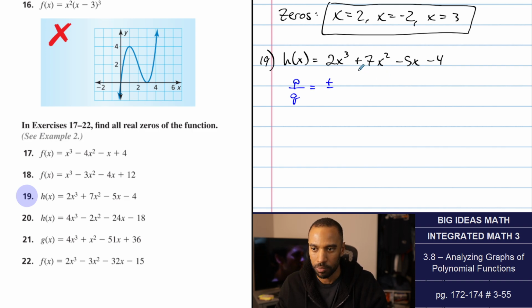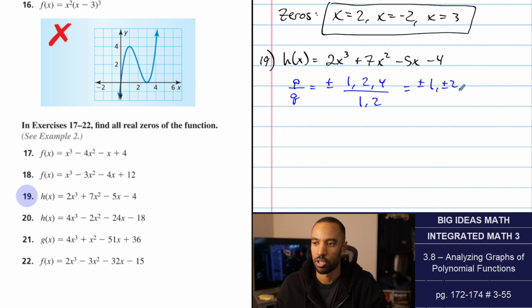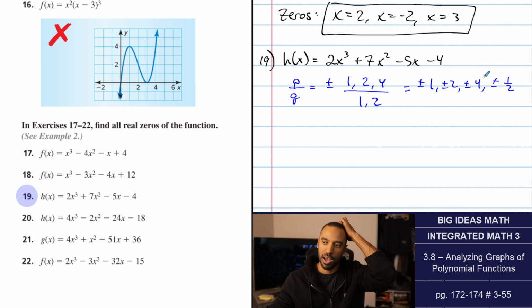Your possible rational zeros of this cubic are factors of 4 over factors of 2. That means you have plus or minus 1, plus or minus 2, plus or minus 4, and plus or minus 1/2. 1 divided by 2 is that. 2 divided by 2 is 1. 4 divided by 2 is 2. So those are already there. So these are the 8 possibilities.